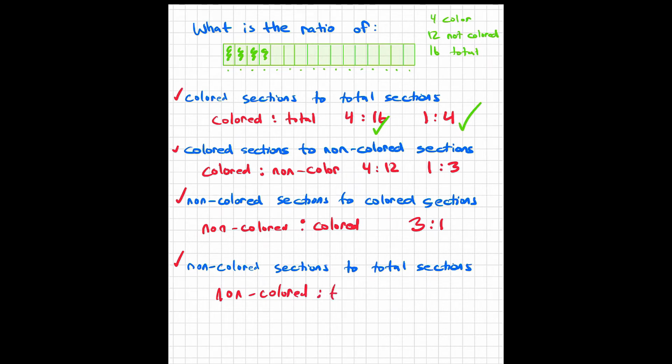Non-colored to total. And again, what is the non-colored? It's 12. And what is the total? It's 16. Again, I can divide 4 into both those. 4 goes into 12 3 times, and 4 goes into 16 4 times. So again, the best answer would be this one in its simplest form.